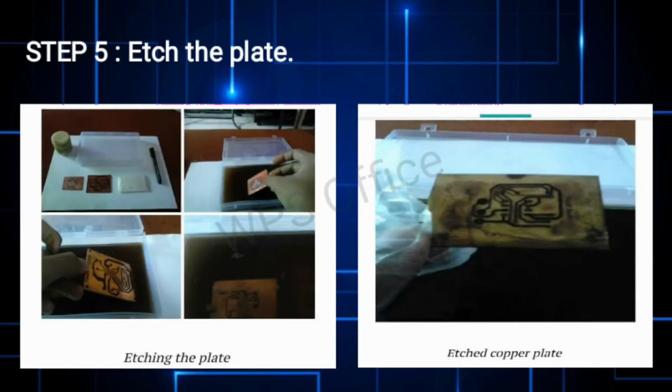Etch the plate. You need to be really careful while performing this step. First, put on rubber or plastic gloves. Second, place some newspaper on the bottom so that the etching solution does not spoil your floor. Third, take a plastic box and fill it with some water. Next, dissolve 2 to 3 teaspoons of ferric chloride powder in the water.